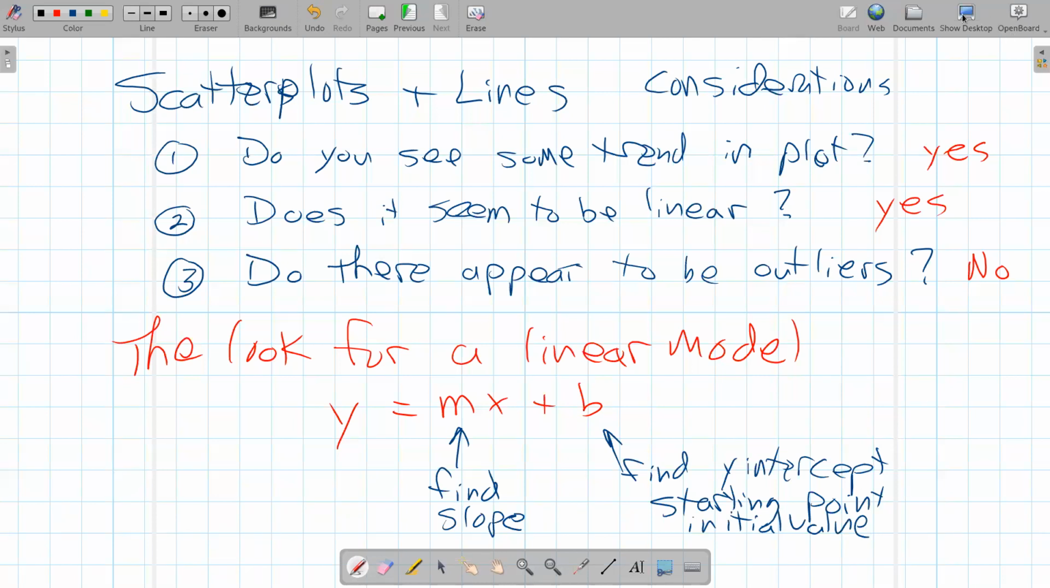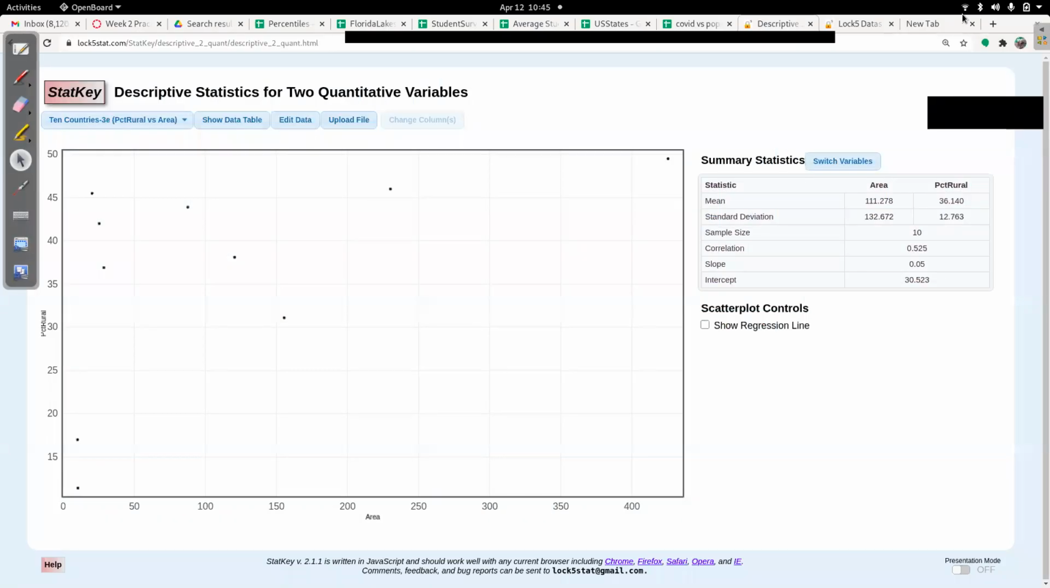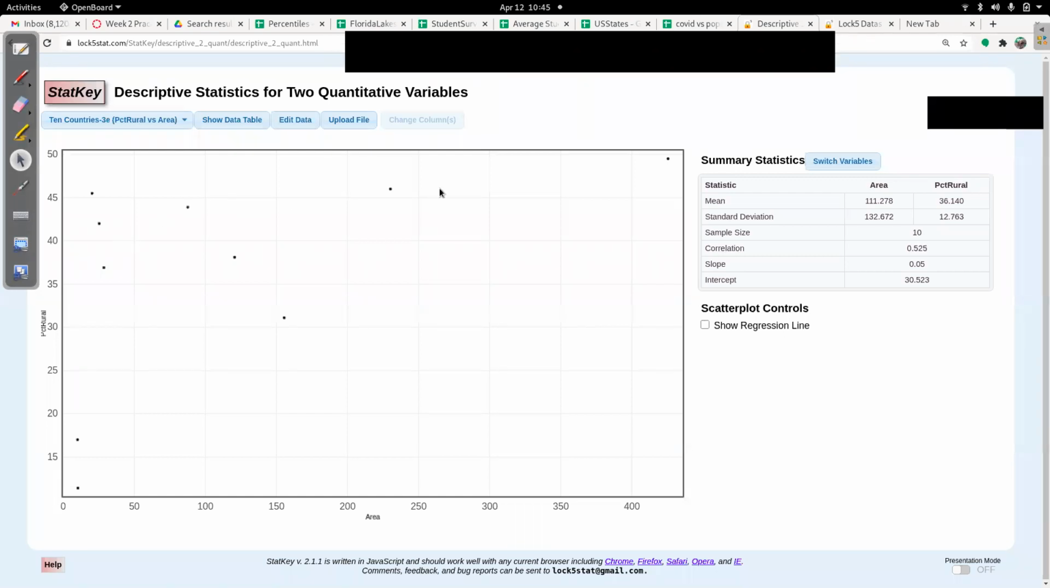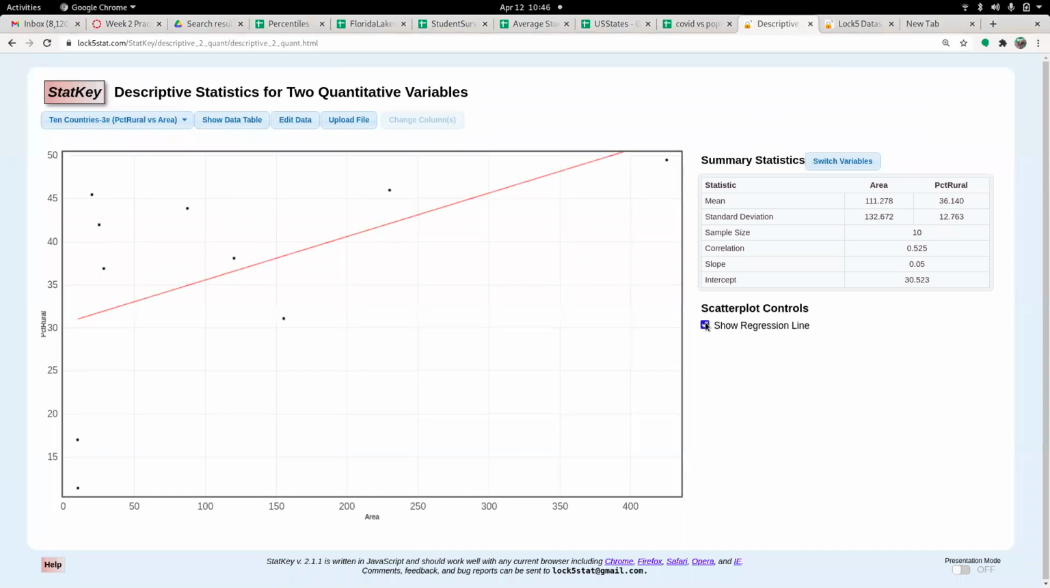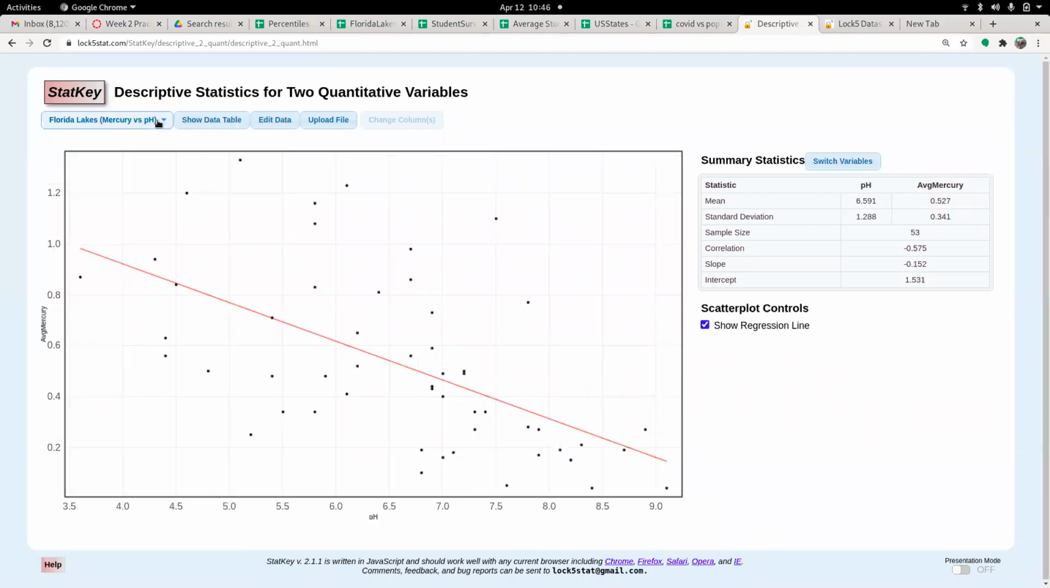So when I'm looking at this data right here about countries, percent rural versus area, I don't really see a strong linear trend here, an association, and I definitely have some outliers. So as far as finding a line, I really don't think it's worth it. However, if I go back to the Florida lakes, although it's kind of cloudy, there does seem to be a downhill trend to these points. So maybe it's worth finding that line there.